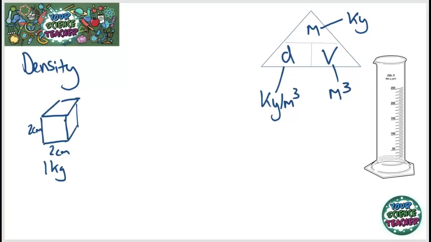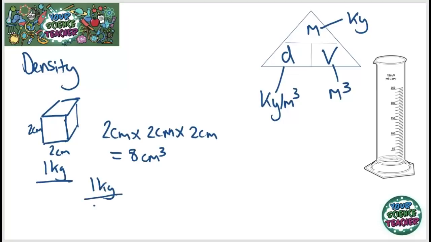Now, measuring the density of regular shapes is quite easy because it's quite easy to calculate their volume. For example, this cube has a length of 2 centimeters, a width of 2 centimeters, and a height of 2 centimeters. So to calculate its volume, it's simply 2 times 2 times 2, and it will have a volume of 8 centimeters cubed. Now, if it has a mass of 1 kilogram, then you could work out its density by doing its mass, 1 kilogram, divided by 8 centimeters cubed.